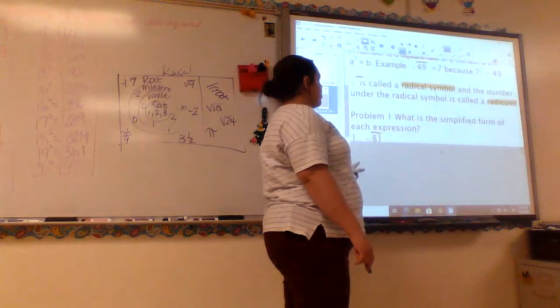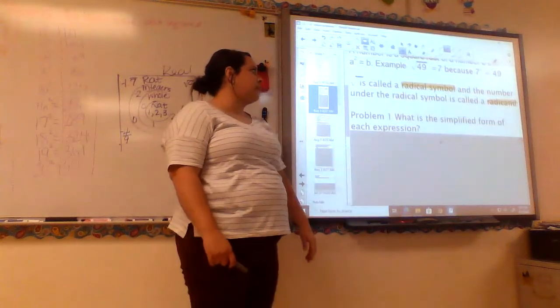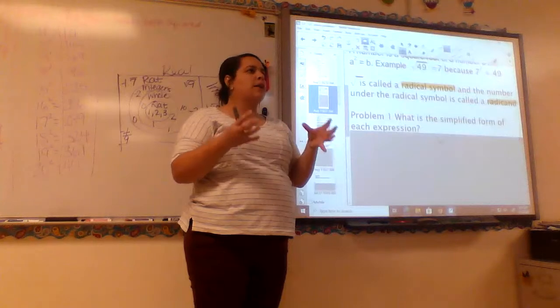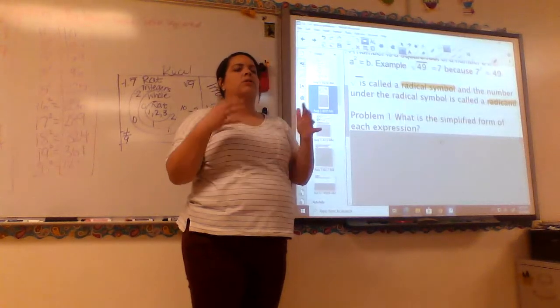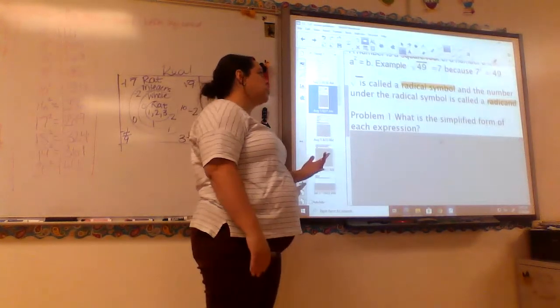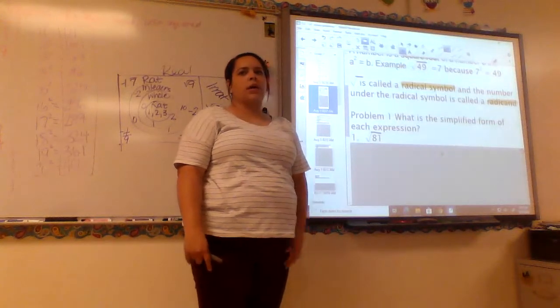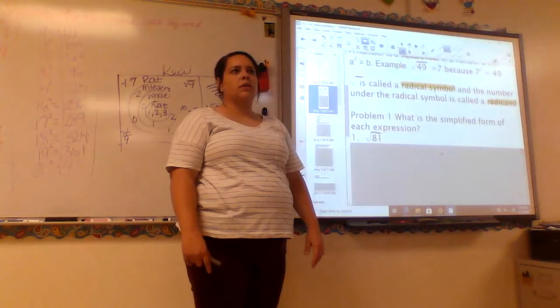All right, so the directions just say, what is the simplified form of each expression? So we talked the past couple days about simplified. Simplified is when you evaluate. You figure out what it's equal to. You make it in simplest form. These you don't have to show anywhere. All right, so the square root of 81. What is the square root of 81?